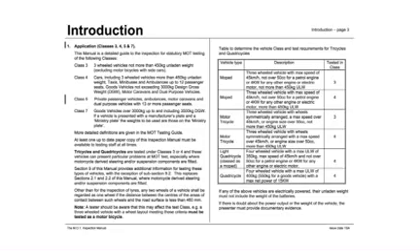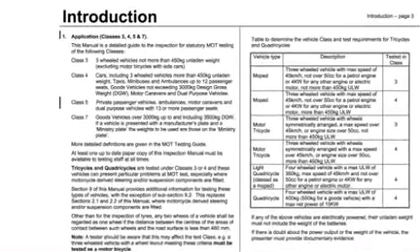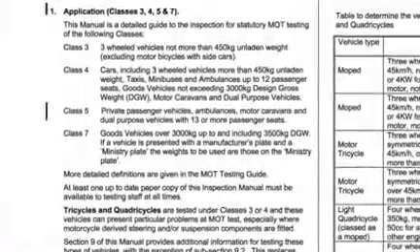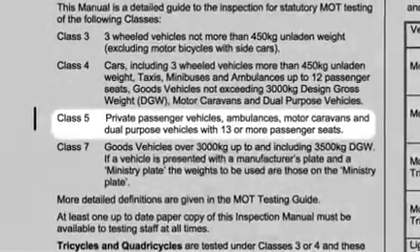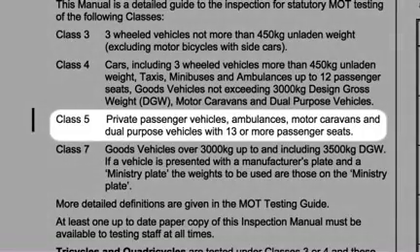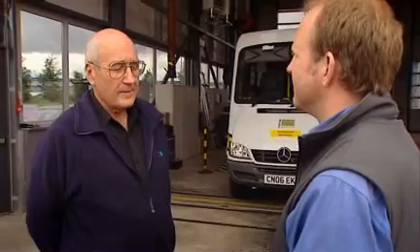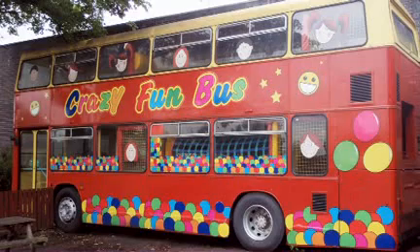Well, let's start with what might seem obvious, but it's vital for us to keep in mind. What exactly is a Class 5? Well, page 3 of the introduction and the inspection manual tells us that a Class 5 is a private passenger vehicle, ambulance, motor caravan, dual-purpose vehicle with 13 or more passenger seats. And that doesn't include the driver, does it? No, it doesn't. And interestingly enough, community buses and playbuses are also Class 5, but they're not on the list.